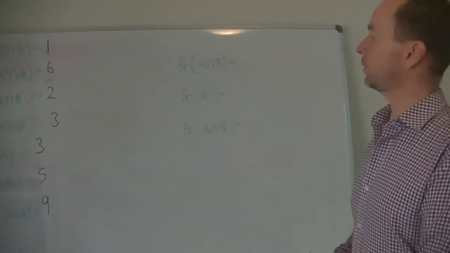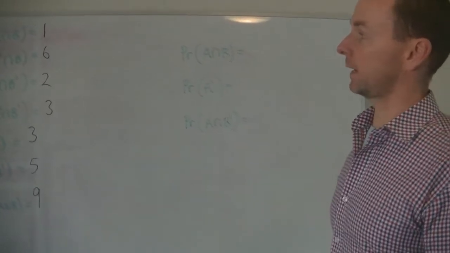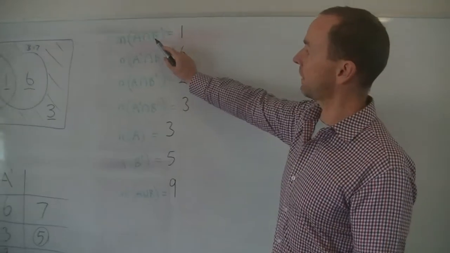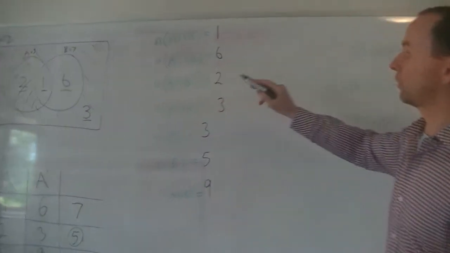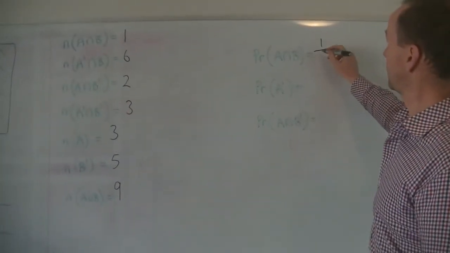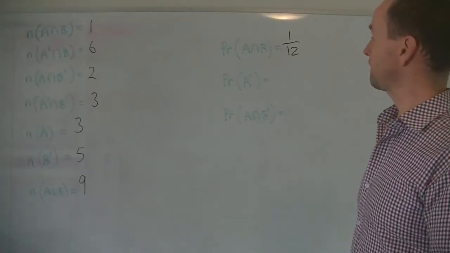Now we've got a couple of probability questions. The probability of A intersecting with B. To find the number, it says here it's 1, or we can look at our Venn diagram over there. So we've got 1 out of 12 in total, because 12's our universal set.